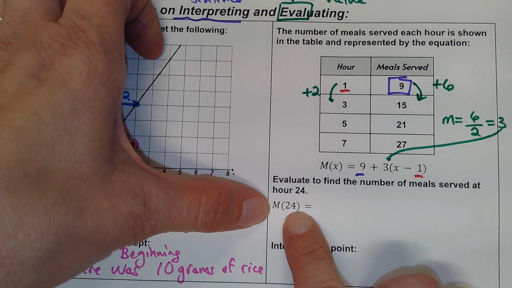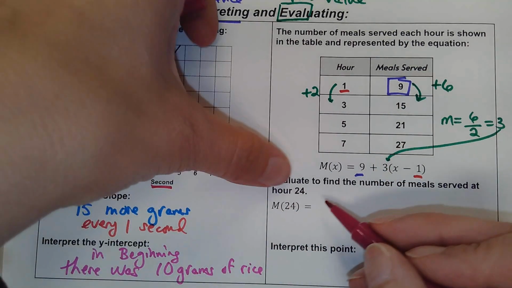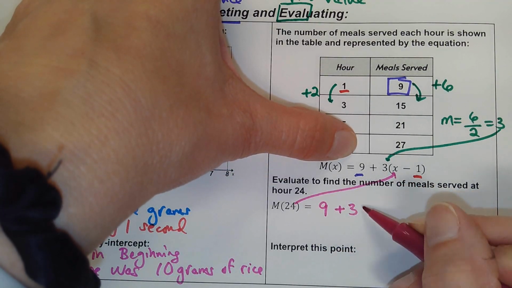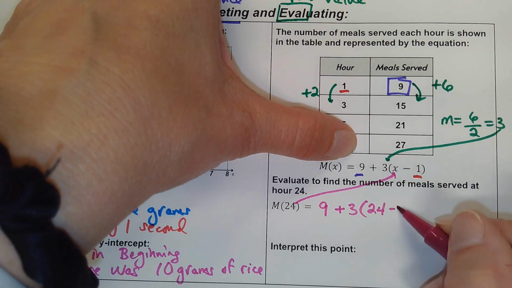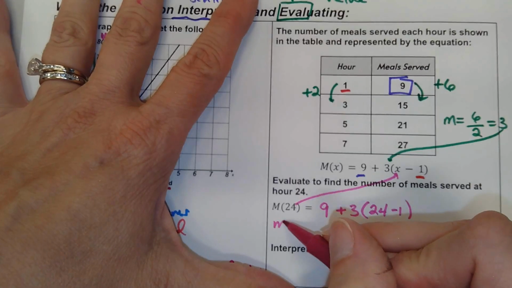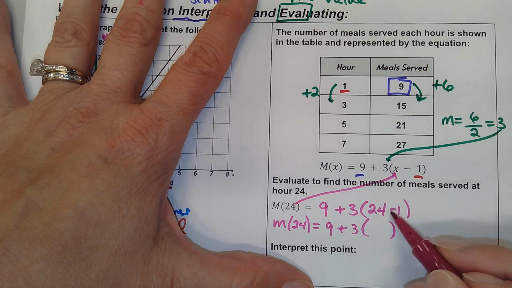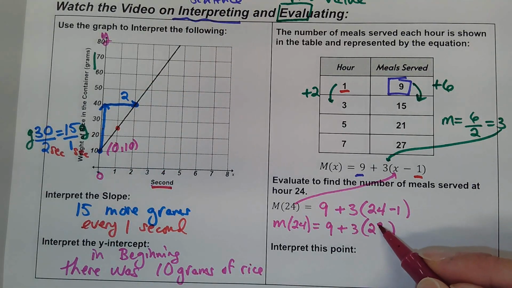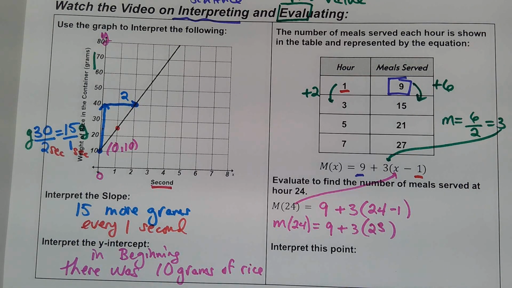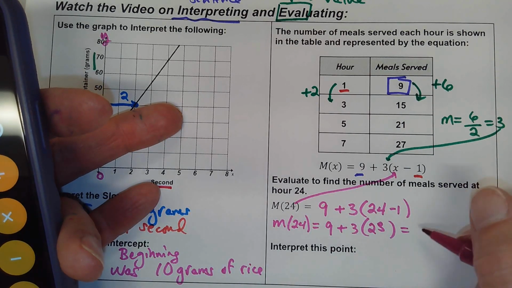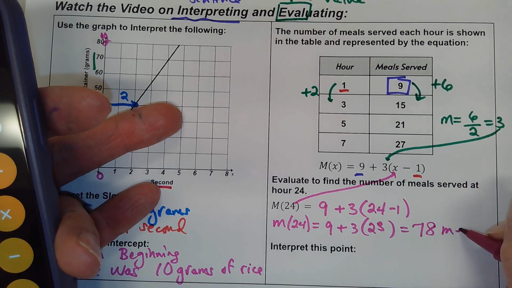So we're going to put 24 into the equation. 24 is the x. I'm going to put that 24 number right there. 9 plus 3 times 24 minus 1. So m of 24 is 9 plus 3. Let's do inside parentheses first. That's 23. Okay, we should do multiply first. So let's do 3 times 23. And we have to add 9. And so that makes 78 meals.